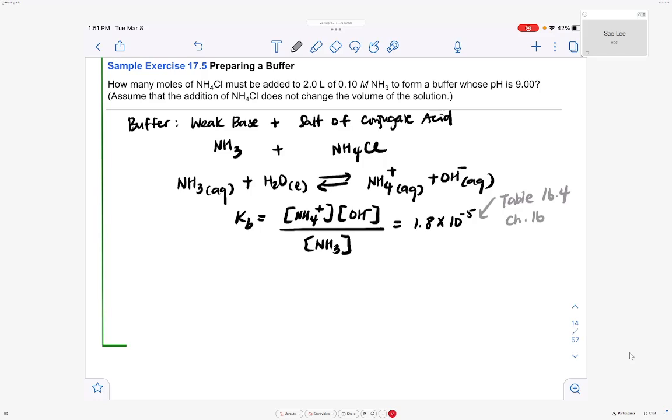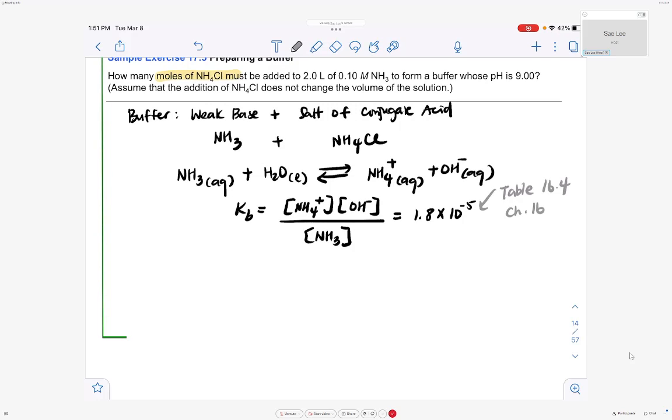So the purpose of this exercise is to find moles of ammonium chloride, moles of ammonium. But if we want to find moles, we need to find the concentration of ammonium first. And it looks like from the Kb expression, we can easily find the ammonium concentration if we know the concentration of hydroxide and concentration of the ammonia, right? Since concentration of the ammonia is already given, we just have to find the concentration of the hydroxide. So let's try to find the concentration of the hydroxide.